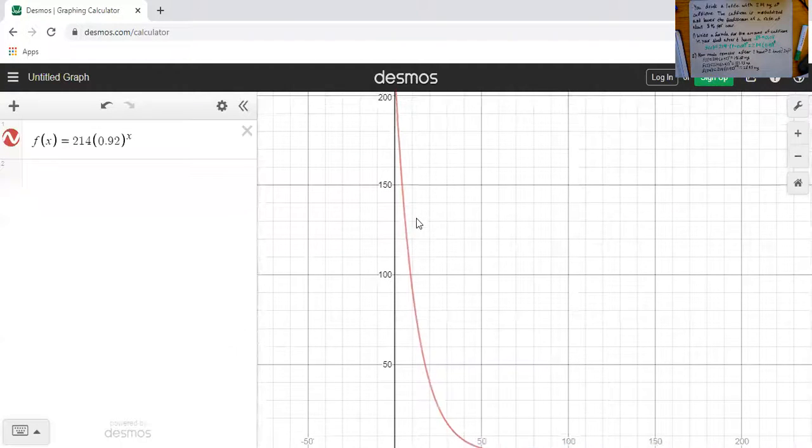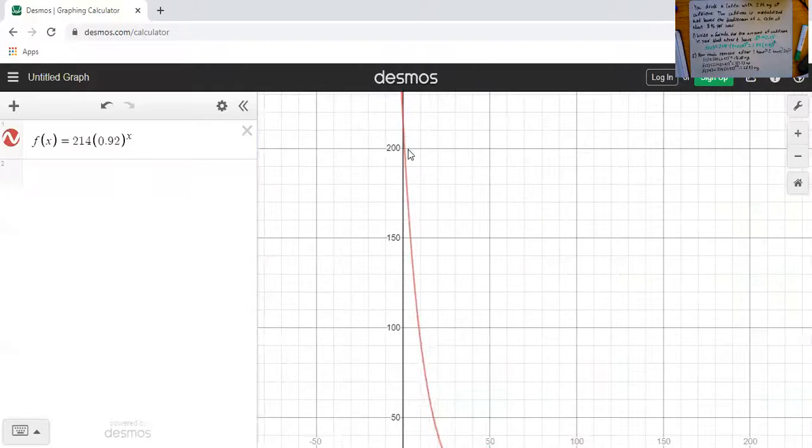Here we go. So as we can see, at first, our body is metabolizing the caffeine quickly. It's falling off very quickly. That's your initial perk from the coffee.